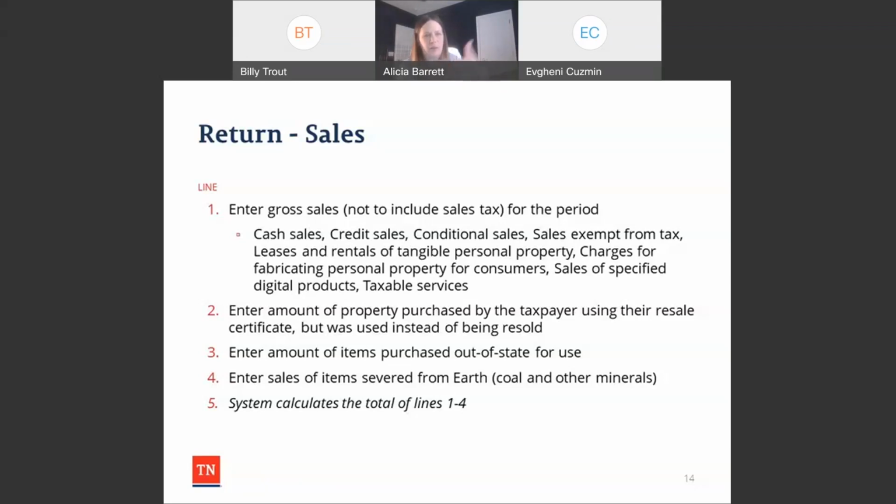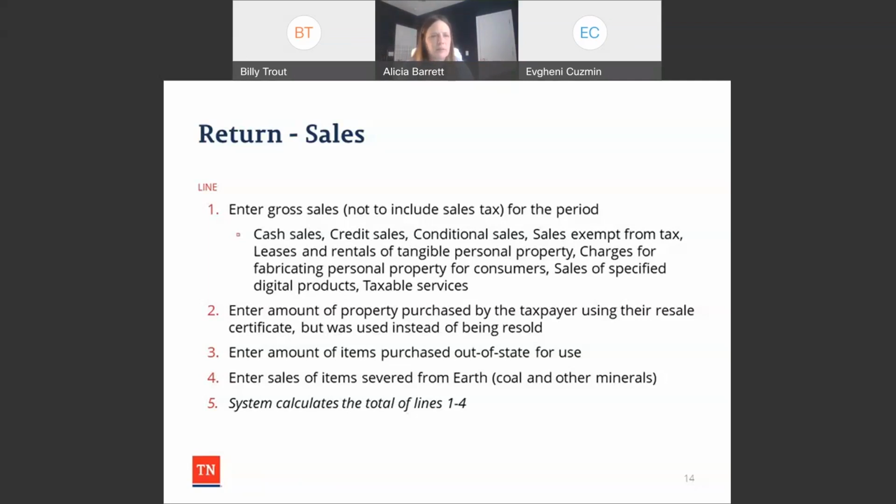You would need to actually report that amount here, the cost of that property that you purchased, so that the use tax could be applied to that. So that's going to be items that were bought using the resale certificate, but were used for the business instead of being resold.